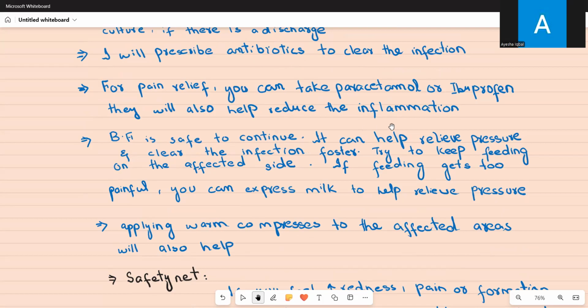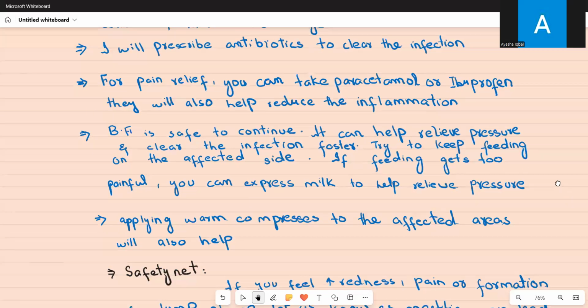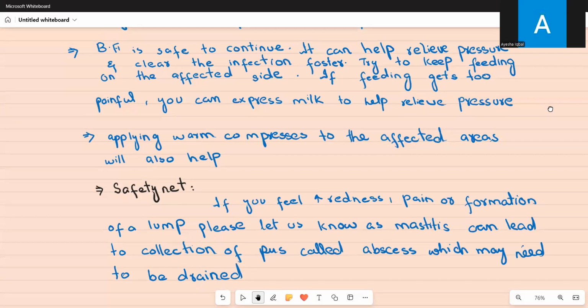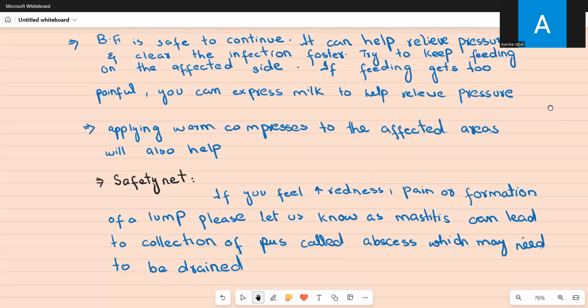But if feeding gets too painful, then they can, for example, use a breast pump to express the milk to help relieve pressure. Okay. Also advise them to apply warm compresses to the affected area, keep themselves well hydrated, and make sure to rest. So all these supportive kind of measures.